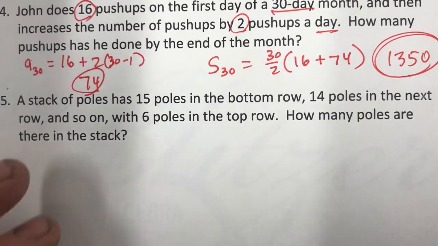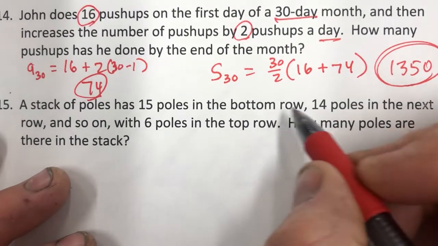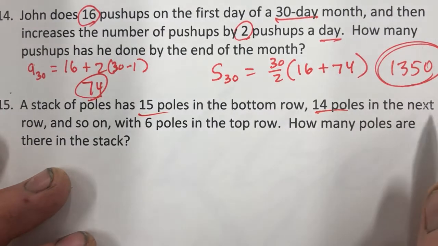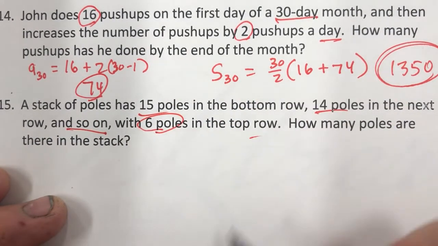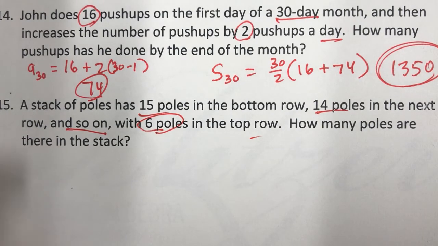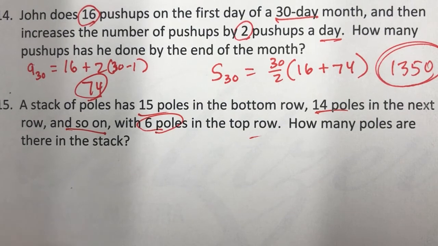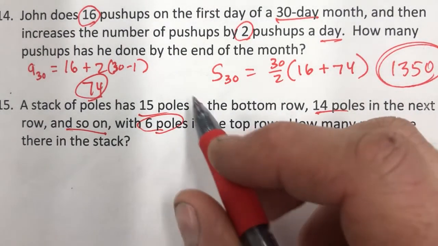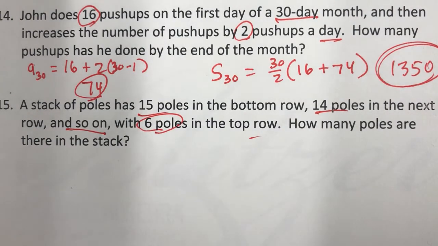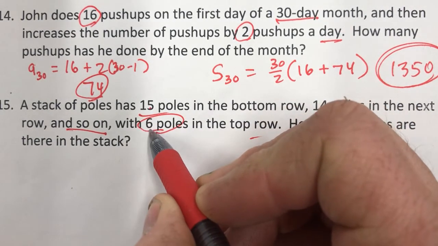Okay, last one here, a stack of poles has 15 poles in the bottom row, 14 poles in the next row, and so on, with 6 poles in the top row. How many poles are there in the whole stack? Okay. All right, so we're going to find, all right, this is going from 15 to 6.